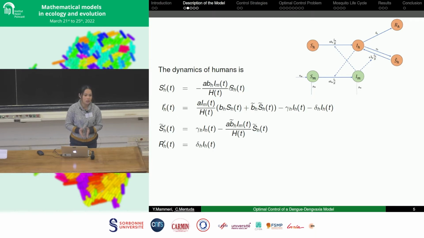Since the death of humans is meager compared to the death of a mosquito, we neglect the death rate of humans. We have a_b β_H I_M S_H over H as the probability of the primary susceptible humans to be infected once bitten by an infected mosquito, and a_b β_H tilde as the probability of the secondary susceptible humans to be infected. In these dynamics, we consider only a constant human population.